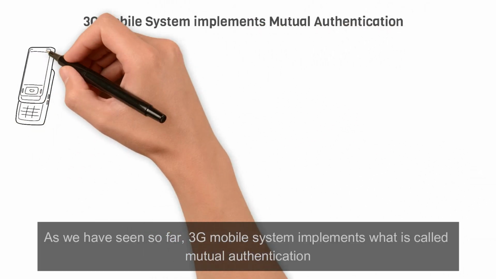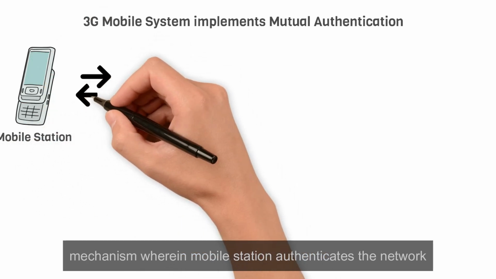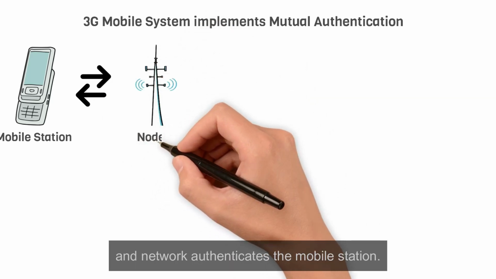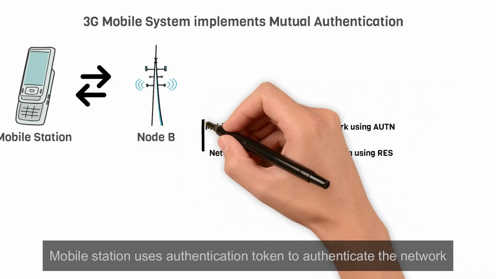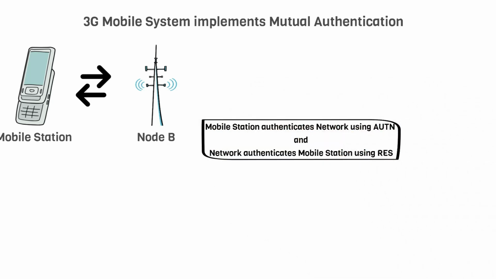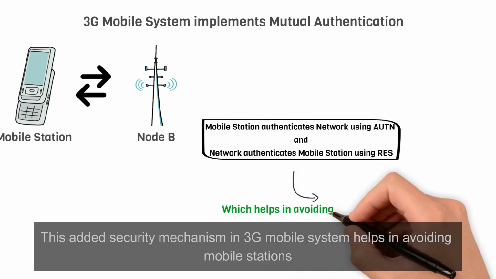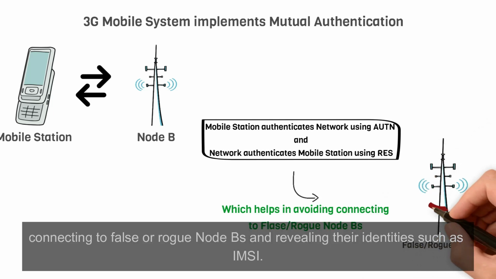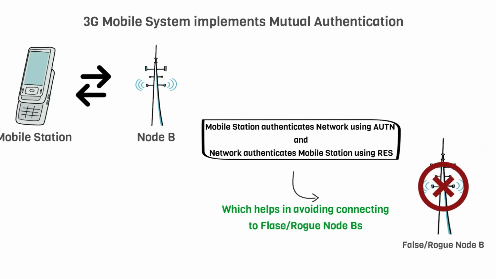As we have seen so far, the 3G mobile system implements what is called a mutual authentication mechanism, wherein the mobile station authenticates the network and the network authenticates the mobile station. The mobile station uses the authentication token to authenticate the network, while the network uses the signed response to authenticate the mobile station. This added security mechanism in the 3G mobile system helps in avoiding mobile stations connecting to false or rogue Node Bs and revealing their identities such as IMSI.